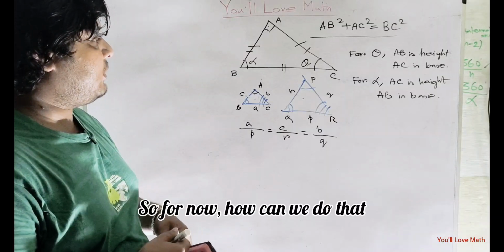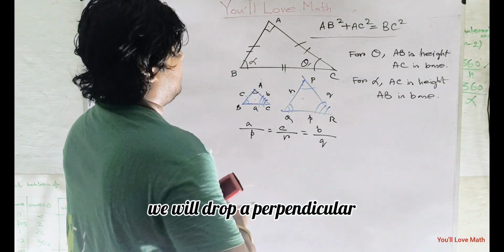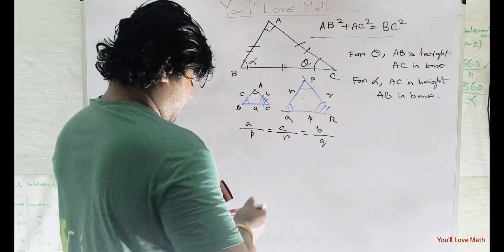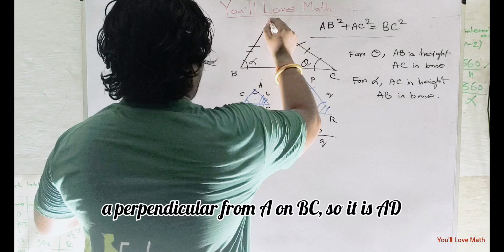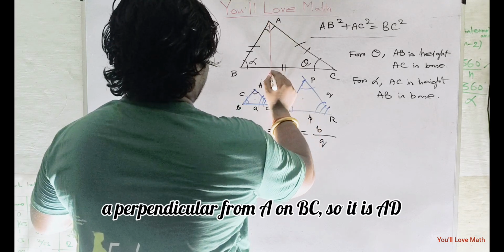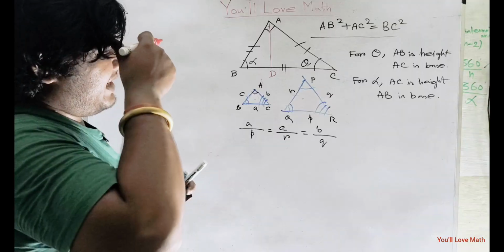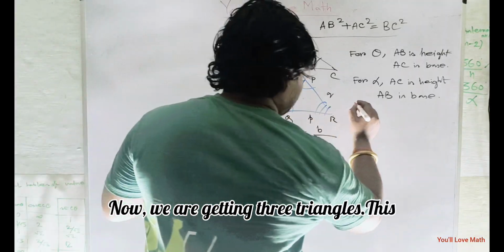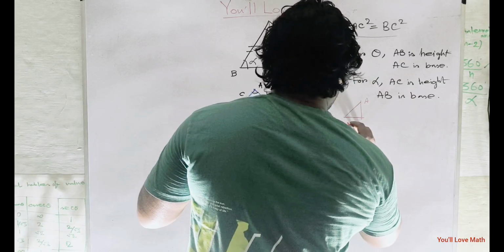So now how can we do that? For that, we will drop a perpendicular from A on BC. So it is AD. Fine. Now we are getting three triangles. This is triangle ABD.